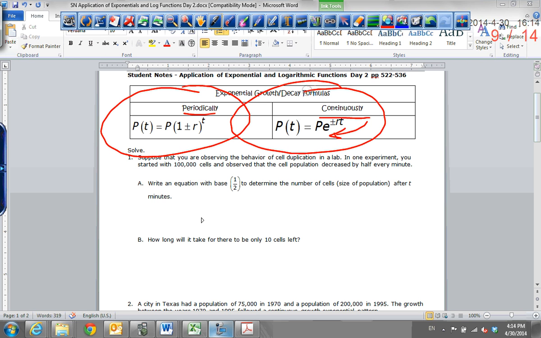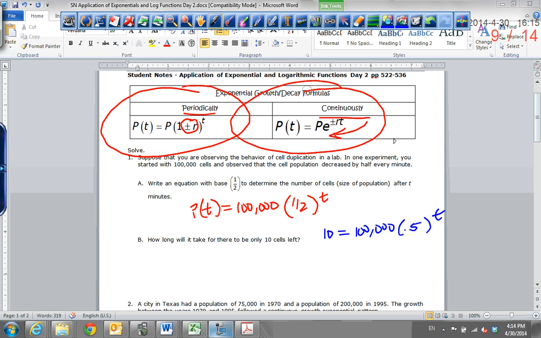It's asking us to figure out what the equation will be. So P of T is equal to, we start off with 100,000, that's our initial amount. And then 1 minus, because that's how much it's decreasing by, so 1/2 and then to the t. And then part B wants us to figure out how long it's going to take for it to get to 10, so that means we're saying 10 is equal to 100,000. And then I'm going to use 0.5 instead of 1/2 because it's a little easier to write and put in the calculator.